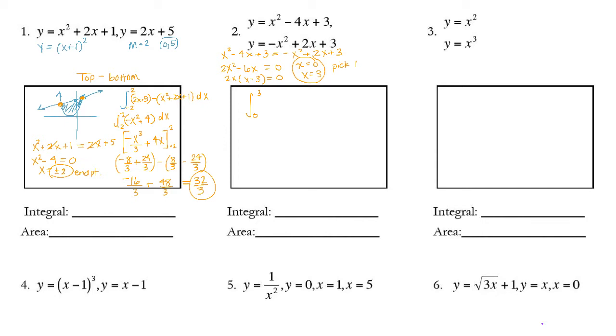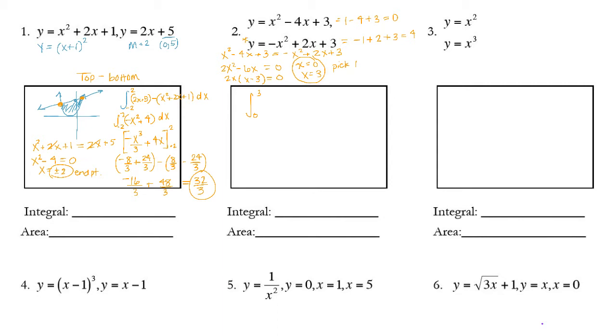So if I pick 1, up here I'm going to get 1 minus 4 plus 3. So that's going to give me 0. Down here, if I plug in 1, I'm going to get negative 1 plus 2 plus 3. So that's going to give me 4. So notice this one is on top.